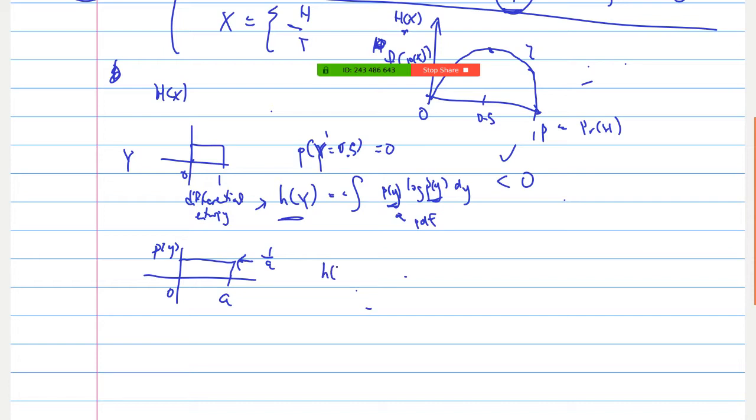Now let's compute H(Y). In this case, H(Y) is the integral of p(y) times minus log p(y) dy, so I should take the integral from 0 to a. p(y) is all 1 over a, and minus log 1 over a is just log a. So the integral of dy over 0 to a gives just log a.